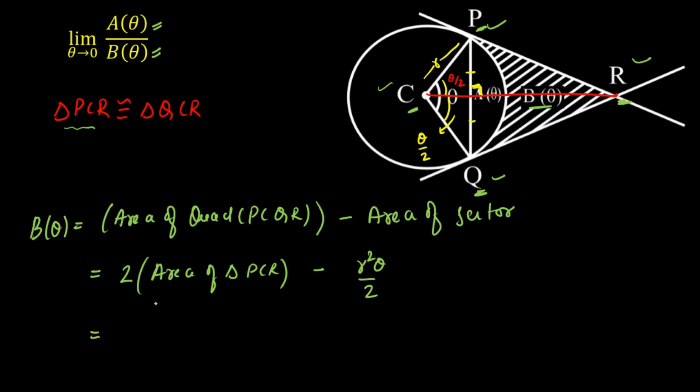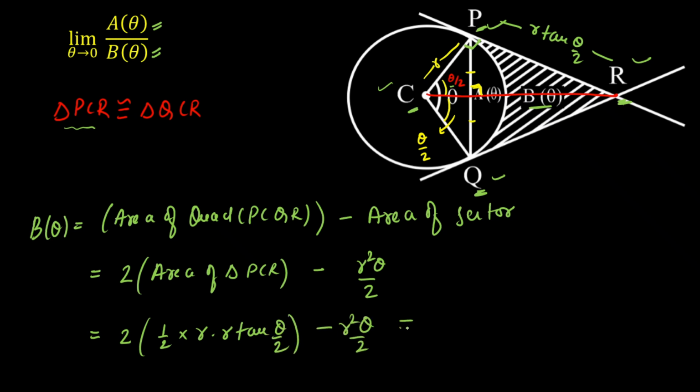Now let's calculate the area of the triangle PCR. It is equal to 2 into half into base. Now it is 90 degrees here because it is normal and tangent. So the angle between normal and tangent is 90 degrees here. Now the base is r and the height is r tan theta by 2. As you can see, this is perpendicular and this is theta by 2. So PR will be r tan theta by 2, this length. So base is r, height is r tan theta by 2, minus r square theta divided by 2. Now if I solve this, 2 and 2 will cancel out. I'll get r square tan theta by 2 minus r square theta divided by 2.